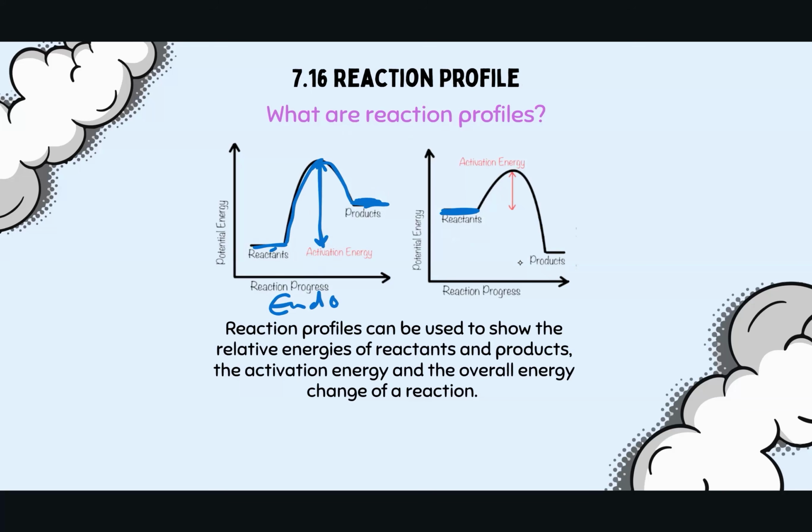Now here, the initial reactants have got more energy. So this initial energy here is the activation energy. So make sure you know how to label activation energy. And once the reaction has occurred, for example, a piece of wood reacting with oxygen, carbon reacting with oxygen, it releases lots and lots of energy. That's why the products at the end have got less energy. So these are reaction profiles. Learn them for endo and learn it for exo.